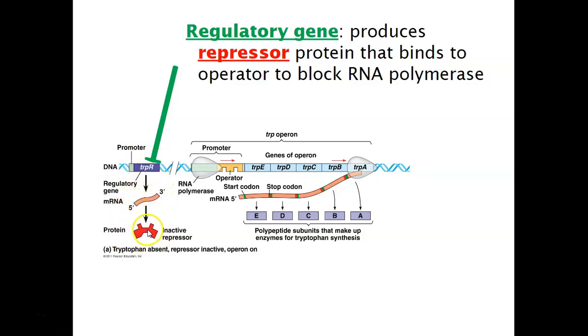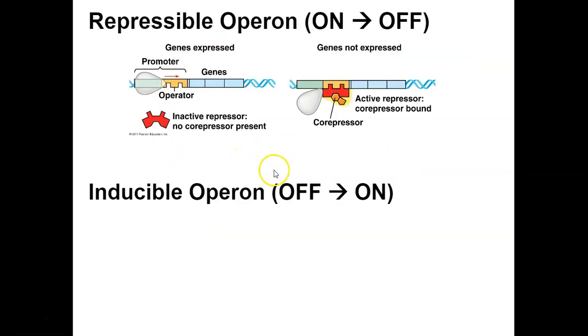It's normally not doing anything, but when tryptophan is present, it can change conformation, come and lock here, and physically block the RNA polymerase from moving forward. When the repressor isn't attached, then this thing can just go.